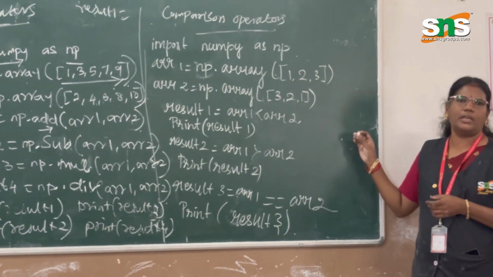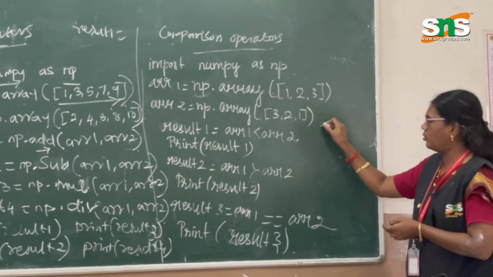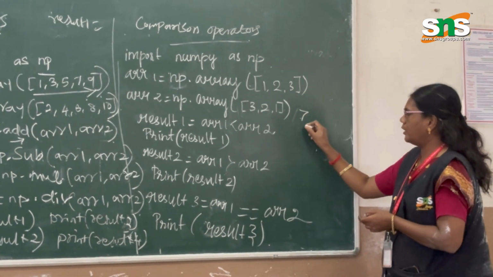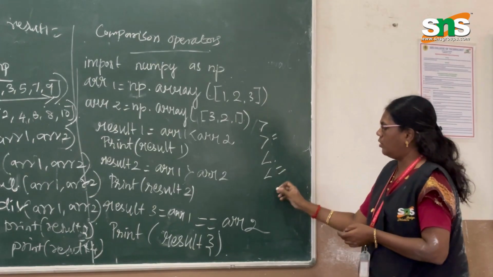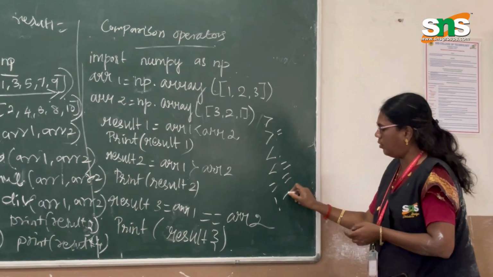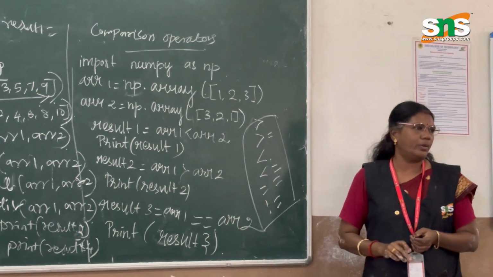Next one is a comparison operator. The first one is the greater than symbol. Next one, greater than or equal to, less than symbol, less than or equal to, double equal, not equal. These are the various symbols associated with the comparison operator.